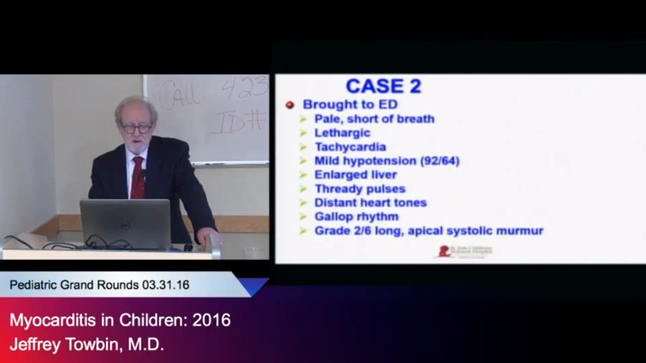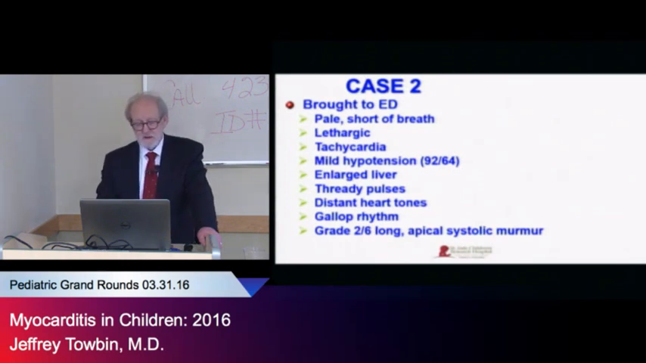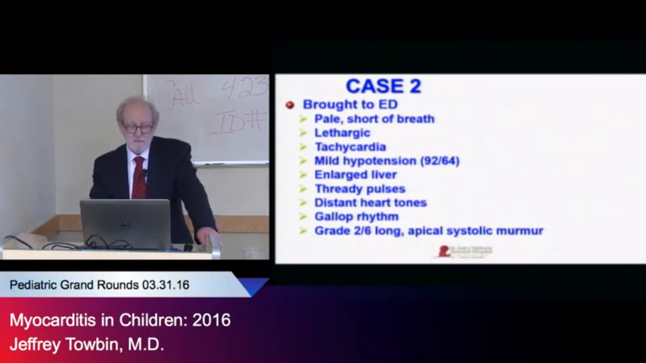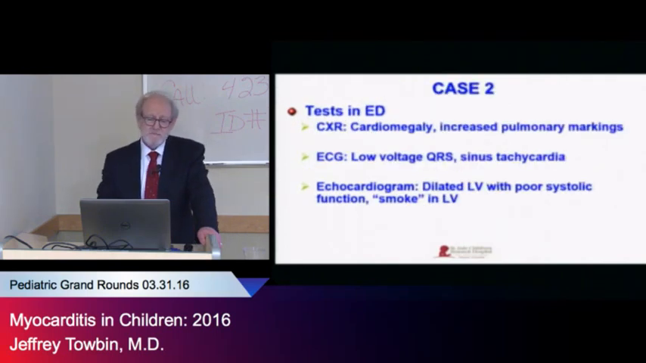In the emergency department, he was pale and short of breath at rest, was lethargic, tachycardic with heart rates in the 130s at rest, was mildly hypotensive with systolic blood pressure in the 90s, had a big liver, thready pulses, distant heart tones, a gallop, and again, a mitral regurgitation murmur.